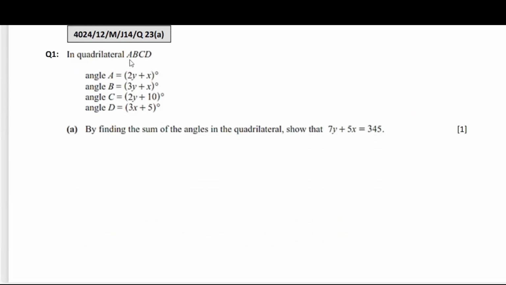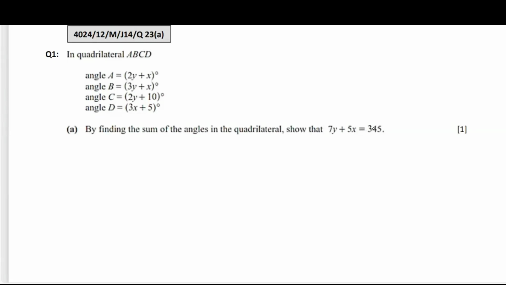In quadrilateral ABCD, angle A equals 2y plus x degrees, angle B equals 3y plus x degrees, angle C equals 2y plus 10 degrees, and angle D equals 3x plus 5 degrees. By finding the sum of the angles in the quadrilateral, show that 7y plus 5x equals 345 here.